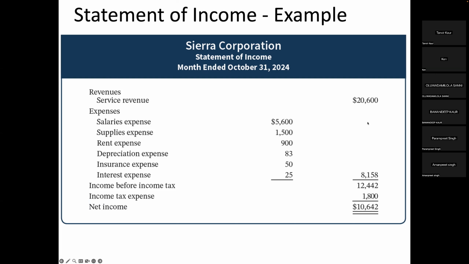And then the difference is the income before tax. So the difference is 12,442. And then you calculate how much money you have to pay to CRA, right? Corporations, they need to pay corporation tax. So then you have to calculate, you have a whole course to learn how to do this for accounting students, how to do tax. So the income tax expense is 1,800. So your net income is 10,642.